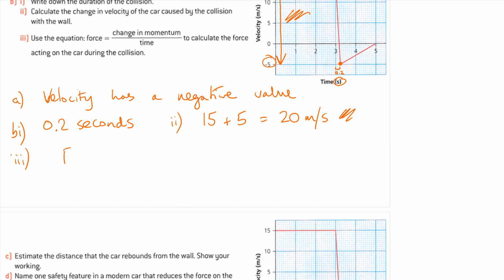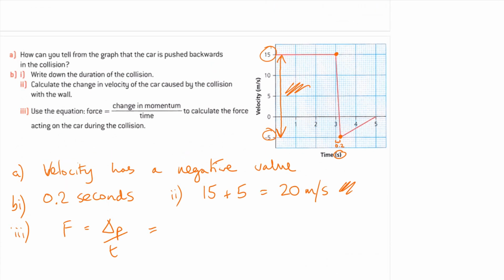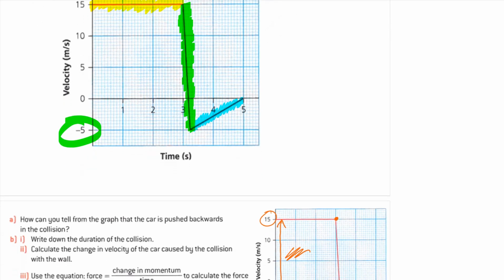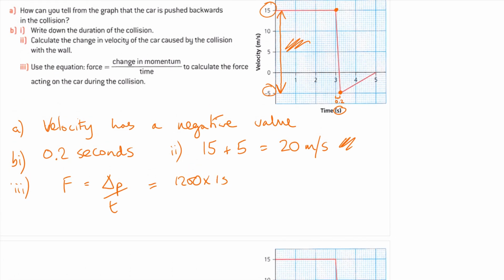Now, part 3. Working out the force. Force equals the change in momentum divided by the time it took. So the momentum at the start was mass times velocity. The mass of the car, it does say in the question, I'm trying to find it, 1200 kilograms. So mass times the initial velocity, which was 15. Take that away from the mass, which didn't change, we're assuming.